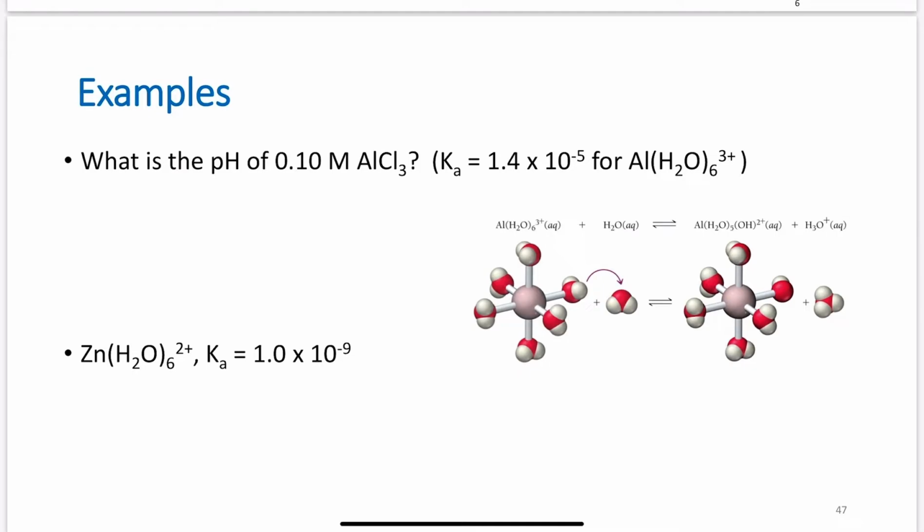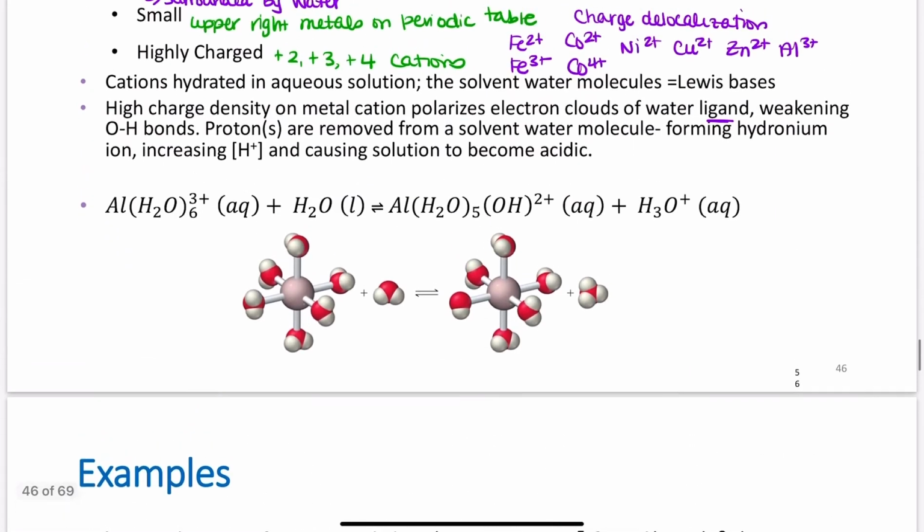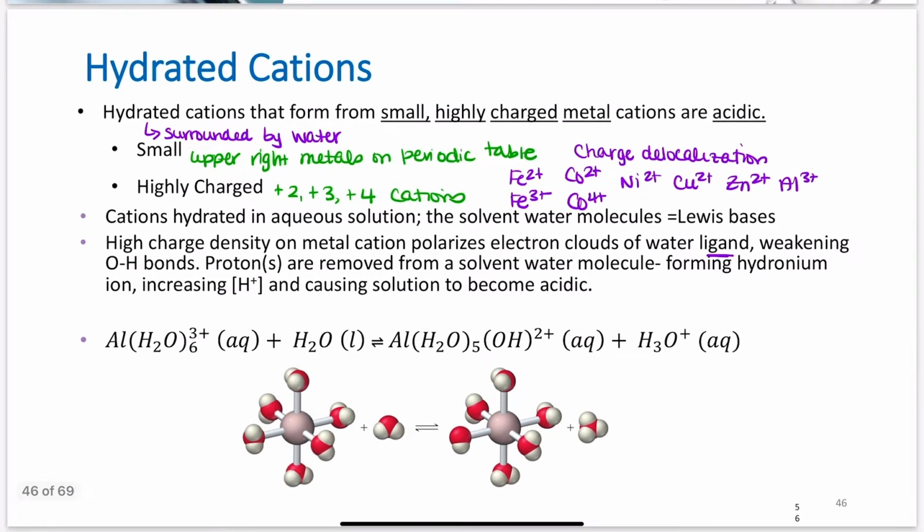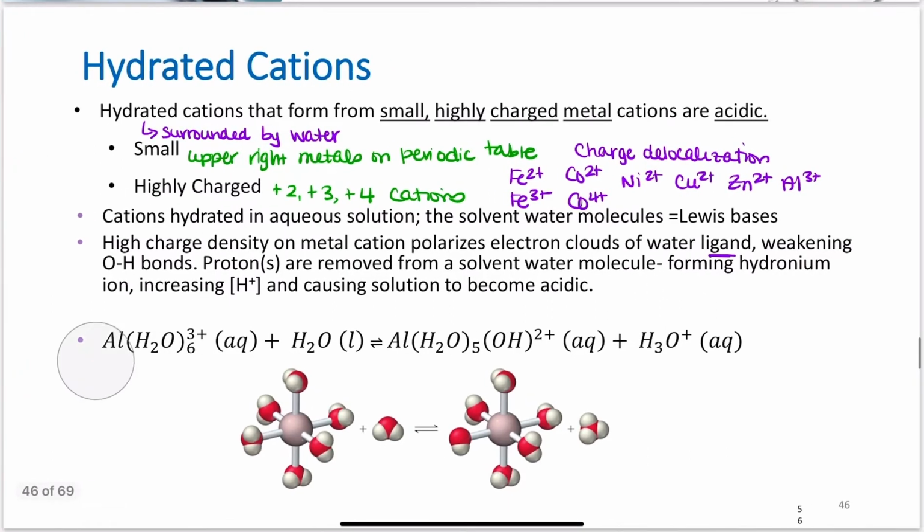The previous example, which was actually pictured on the previous slide, let me go back. This one is the example in the notes, and this has a Ka value of 1.4 times 10 negative 5th. This is what's actually happening.